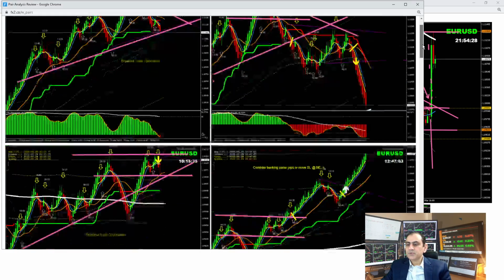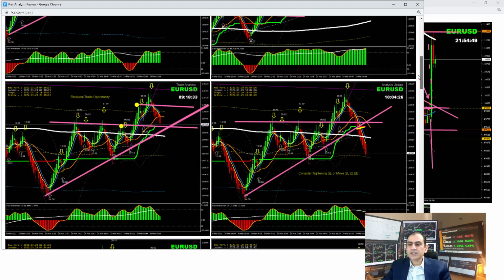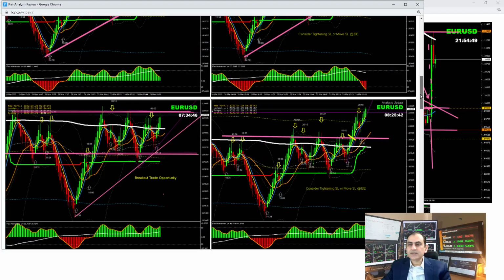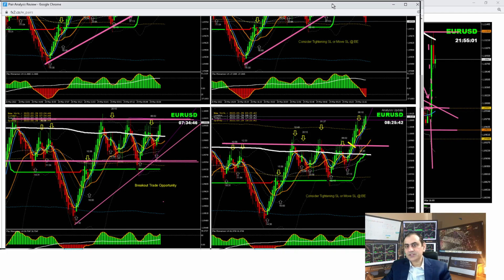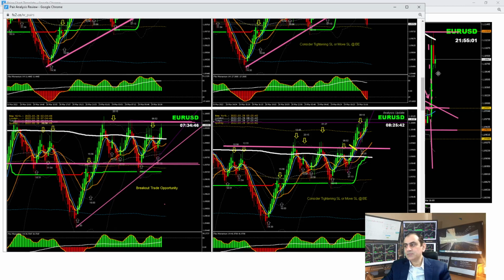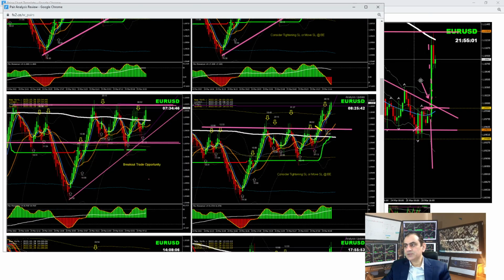So this morning, London morning session, as you can see here, around 7:34 London time, just before the London open, I analyzed the market live and explained to my traders to look for this breakout, which price nicely broke, and even after the breakout, price retested. And we were expecting a long trade here, as mentioned in the 4-hour.